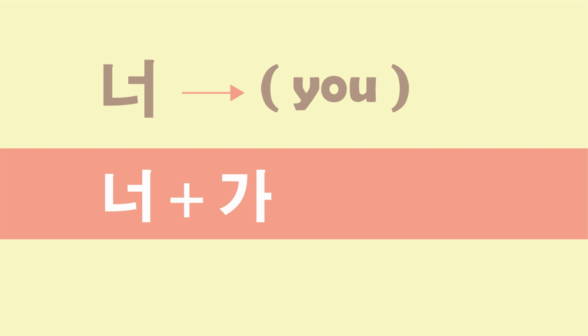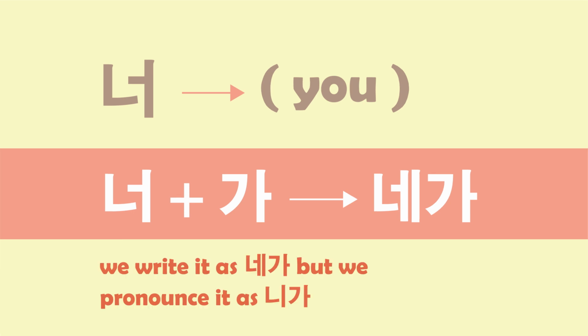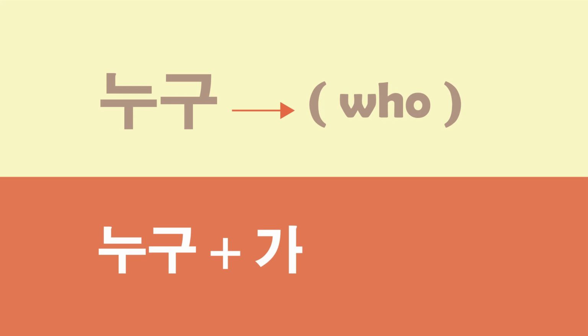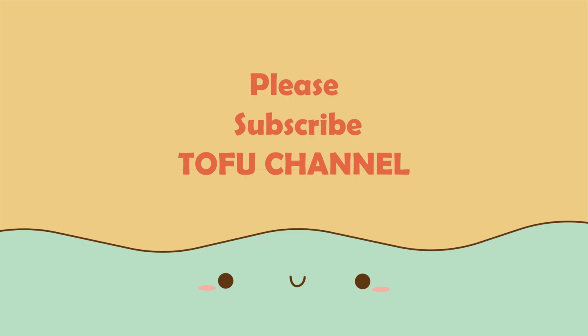너 means you. 너 plus 가 is 네가. We write it as 네가, but pronounce it differently to distinguish it from 내가. 누구 means who. 누구 plus 가 is 누가.